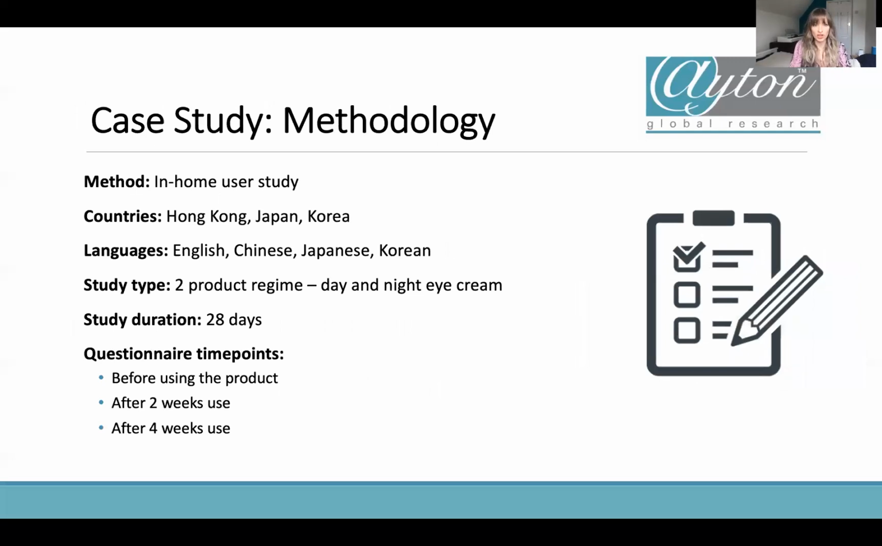So the methodology we chose was an in-home user study, sending products for people to test in their own home, which I've covered. The countries are Hong Kong, Japan, and Korea. So we had a reflection of some of their key territories.